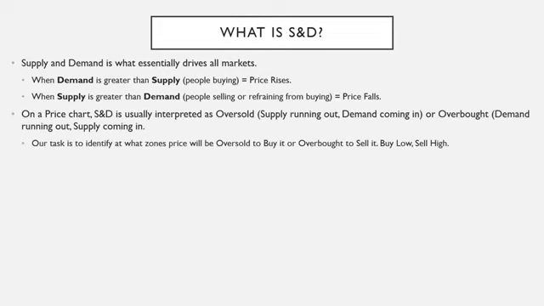On a price chart, supply and demand is usually interpreted as oversold, so you either have supply running out and demand coming in, or overbought, demand running out and supply coming in. And our task as traders is to identify at what zones price will be oversold so we can buy it, or overbought in order to sell it. Again, going back to the previous lesson, this is simply buying low and selling high. And how do we do this? Well, we utilize supply and demand zones, once again combined with market structure.